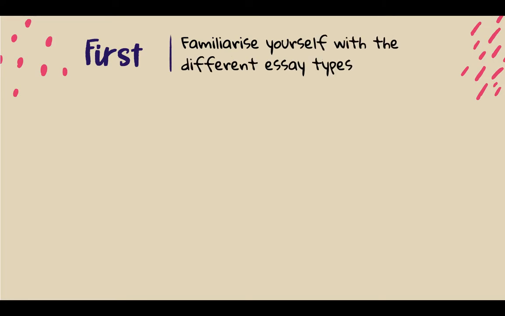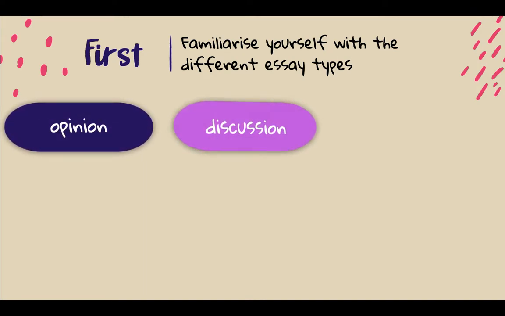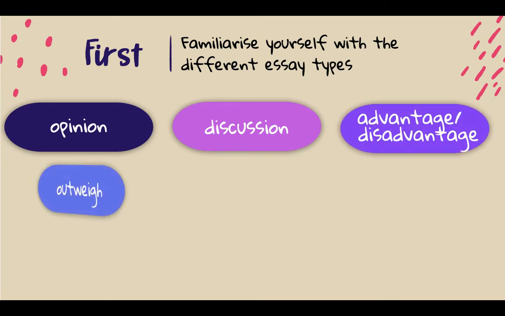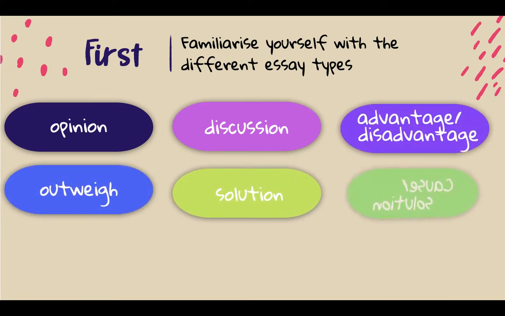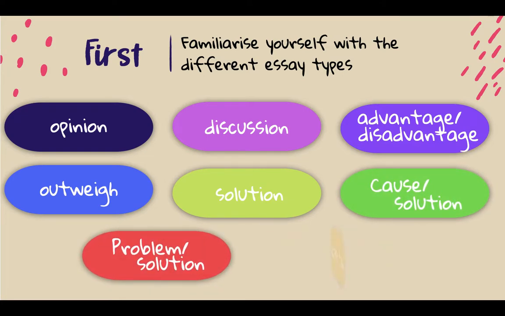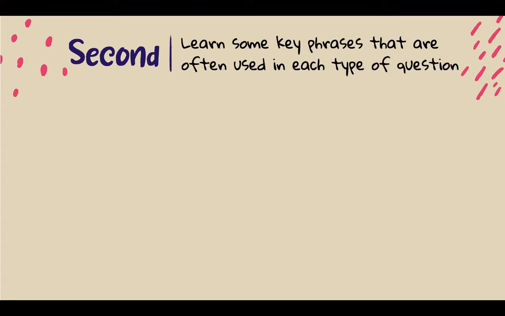First, familiarize yourself with the different essay types. Remember, there are 8. We have opinion, discussion, advantage, disadvantage, outweigh, solution, cause solution, problem solution, and direct question. As you can see from the titles, some of them are a little similar, so it's really important to know how to differentiate between each one. Second is learn some key phrases that are often used in each type of question.